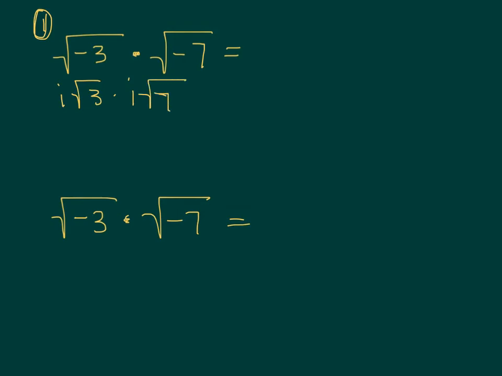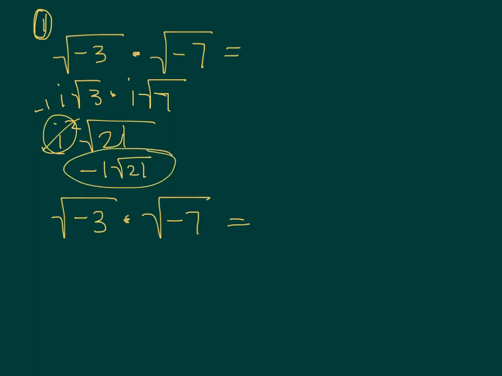After I've got i root 3 times i root 7, I'm going to go ahead and multiply. And remember, we multiply outside times outside and inside times inside. So i times i is going to be i squared. 3 times 7 is going to be 21. So what I've got is i squared root 21. i squared becomes a negative 1. So what I've really got is negative 1 root 21 for the solution of my first problem.